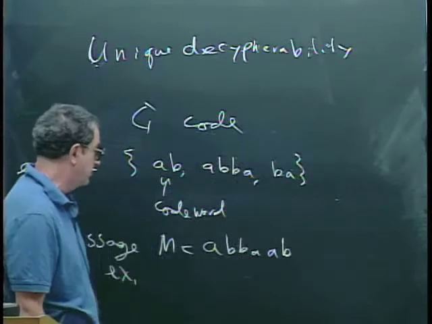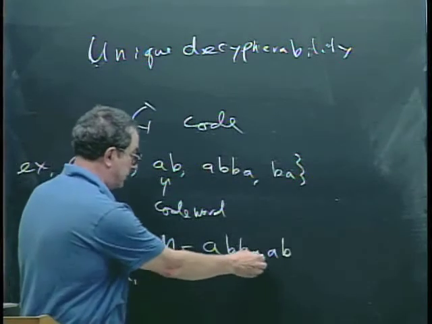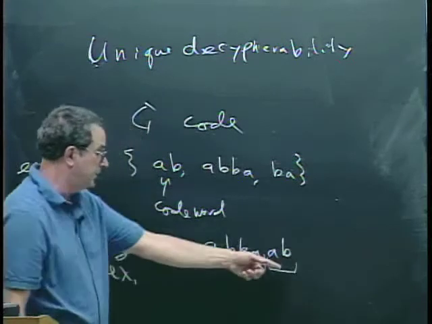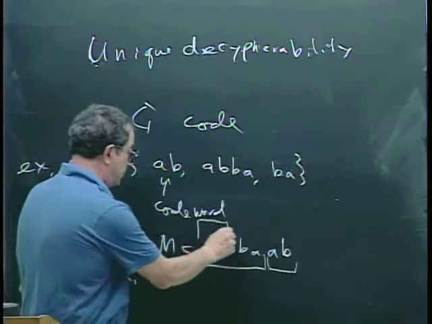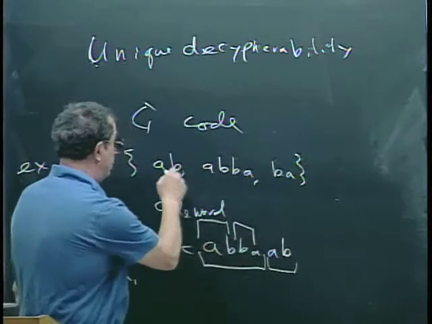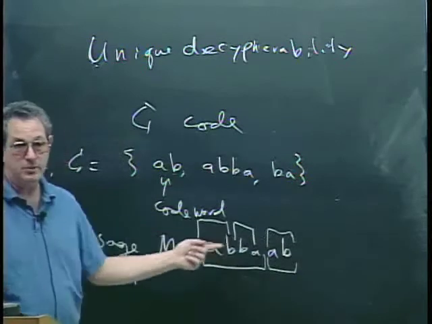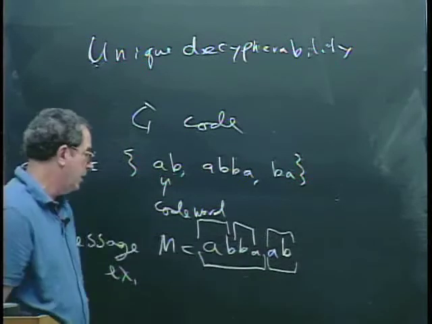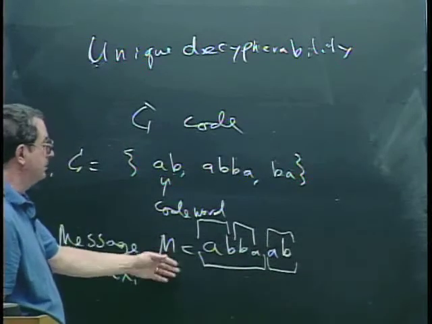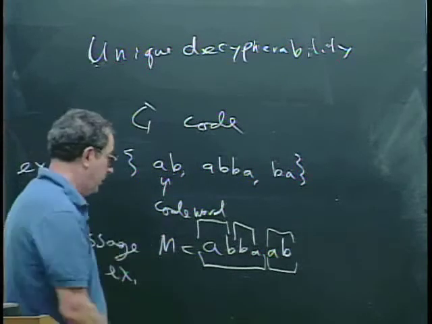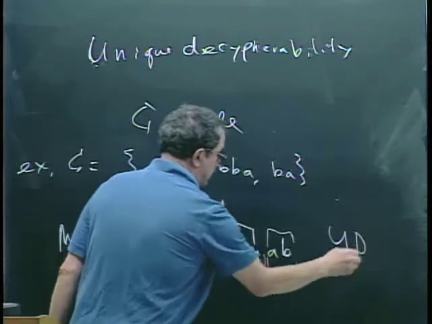Of course, this case is not uniquely decipherable because it could be this code word followed by that code word, or it could be AB followed by BA followed by AB. So this message has two different parses. So this is not uniquely decipherable. A message that only has a single parse is uniquely decipherable, and that's abbreviated UD.